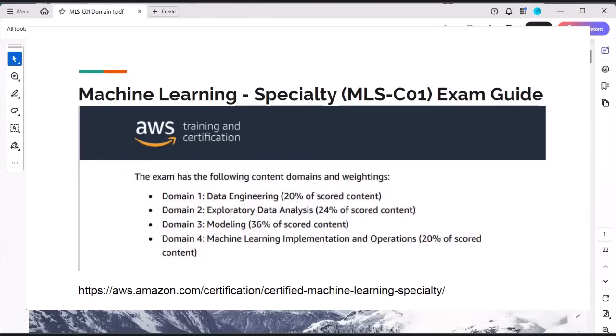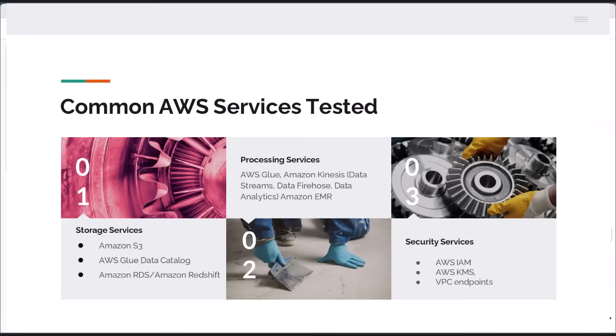Operations would be keeping it up. Is your model as good as when it first started, or is it losing its steam? All of those things are part of operations. Plus security and AI responsibility are a critical part of that operation. This exam consists of 65 questions. It takes about 180 minutes, and to pass, you need 750 out of 1,000.